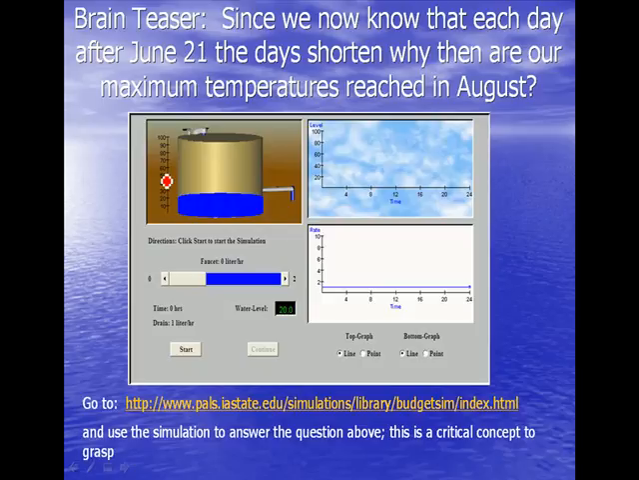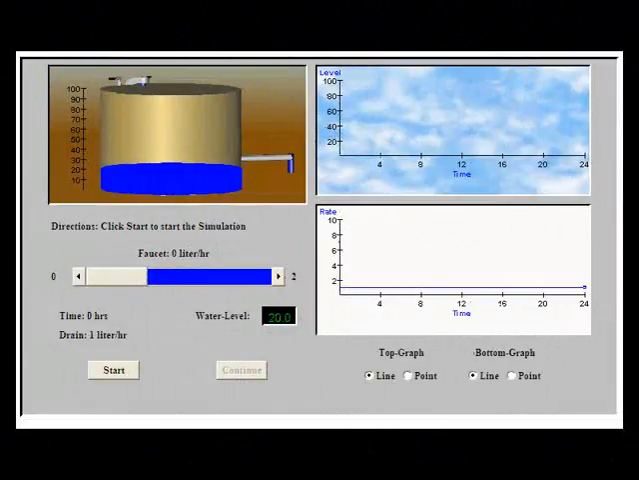What I'm going to ask you to do is experiment with one of our simulations. It's called Budget Sim, and I want you to use the simulation to answer the question above. This is really a critical concept for you to grasp. So at this point, we will go ahead and pause the video for a few minutes so you can go to this particular link. Before we begin Budget Sim, I would like to explain a little bit about how to use Budget Sim.